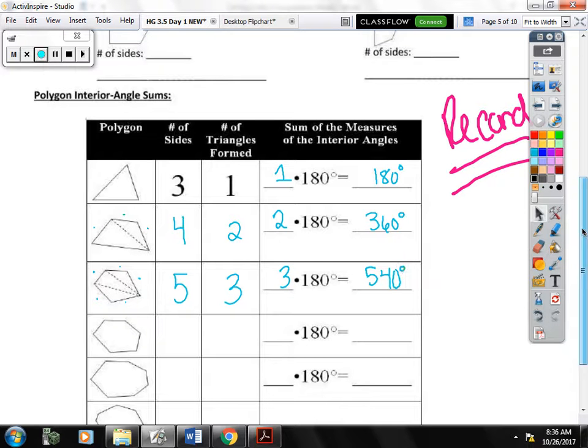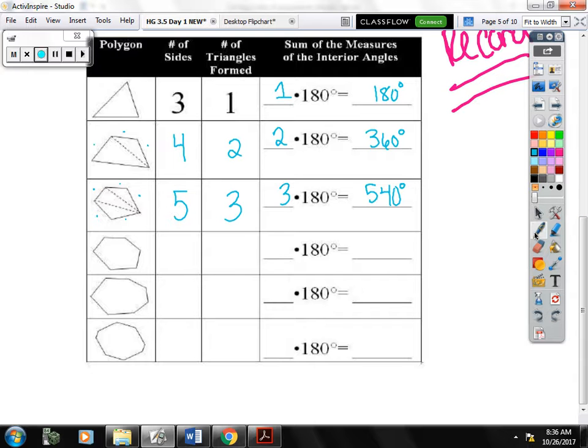See if you guys can either continue the pattern you notice, or try drawing in segments to create triangles. You will notice that the number of sides is increasing by 1, and therefore the number of triangles will increase by 1. See if you can find the measures of the hexagon, the heptagon, and the octagon.